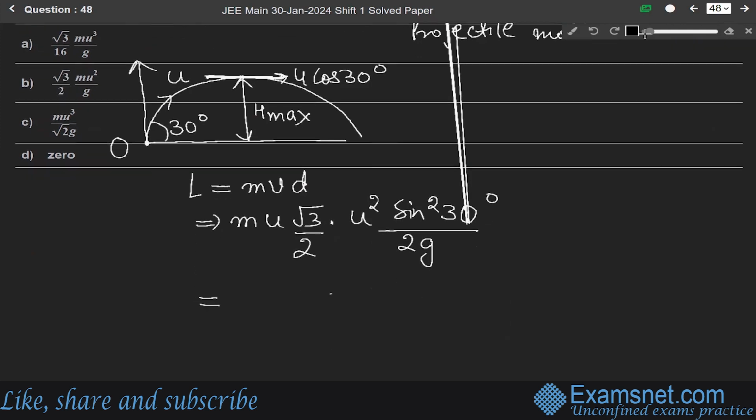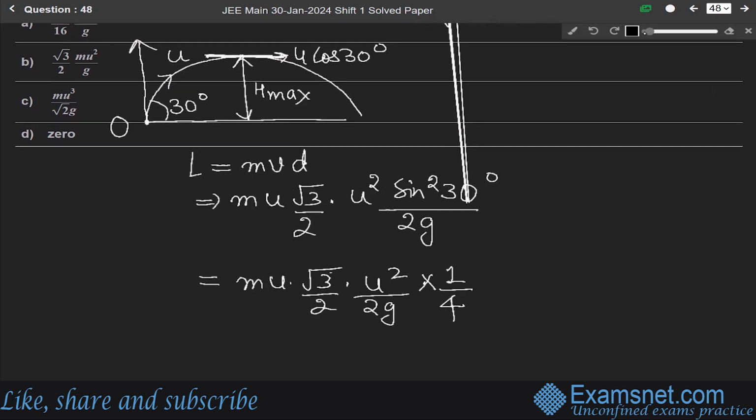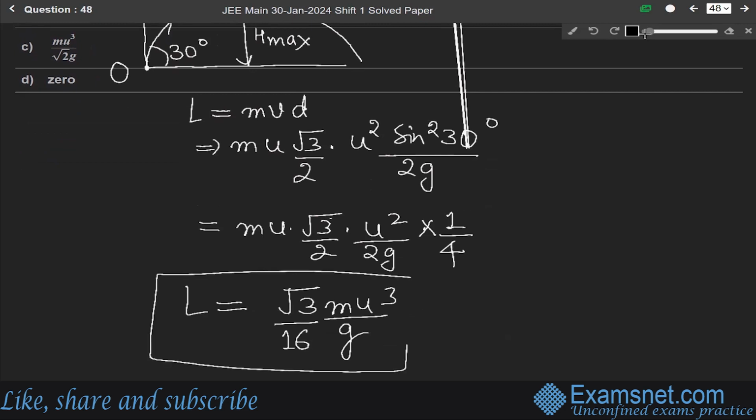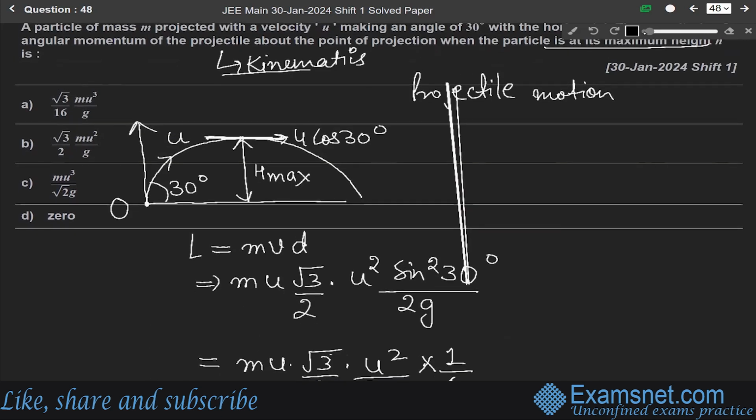Now it will be equal to m into u into root 3 by 2 into u square over 2g, and sine square 30 means 1 by 4. Okay. So solving it, we get u cube over 2 into 4 into 2, that is 16. So we get root 3 over 16 m into u cube over g. So the angular momentum at the maximum height will be root 3 m u cube over 16 g. So the correct answer is option A, root 3 m u cube over 16 g.